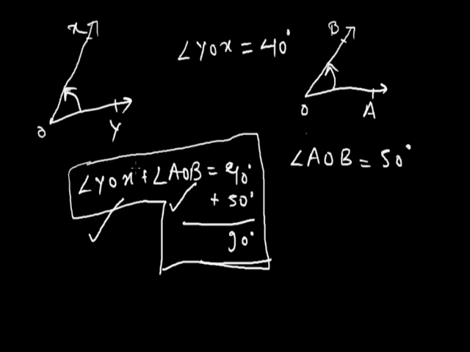So if I am given only one of the angles, angle AOB, and asked to find its complement, then I will subtract the measure of angle AOB from 90° and will get the complementary angle which forms the pair of complementary angles with angle AOB.